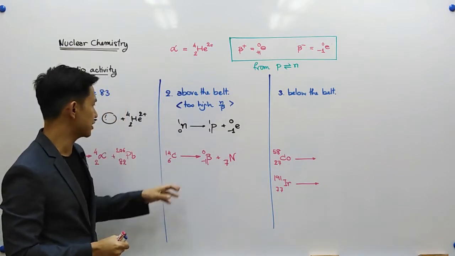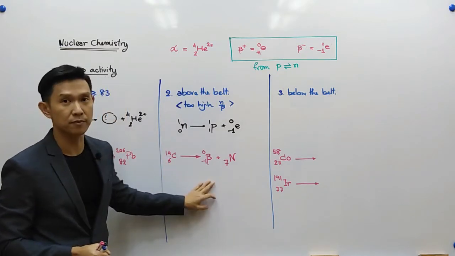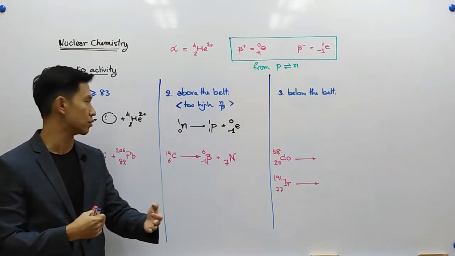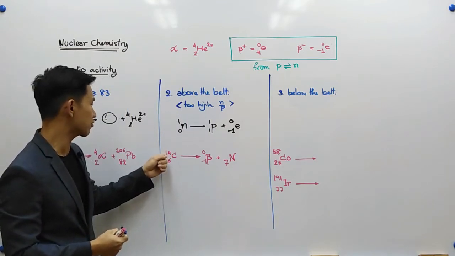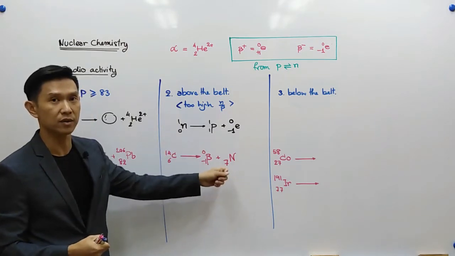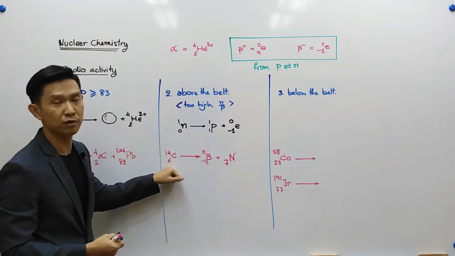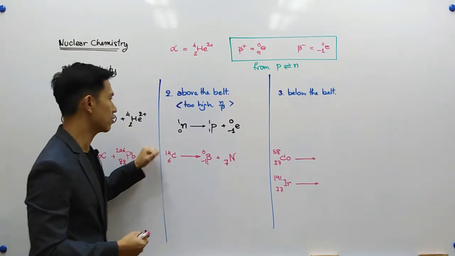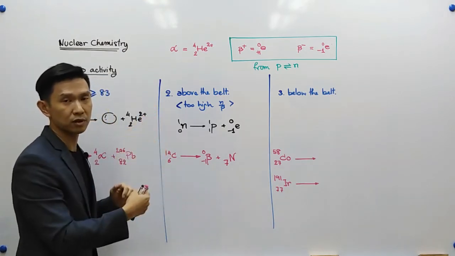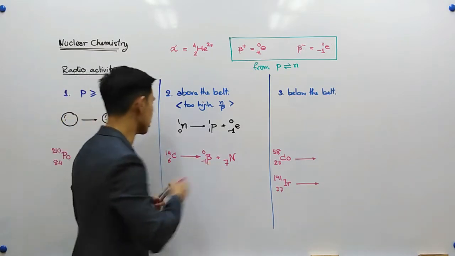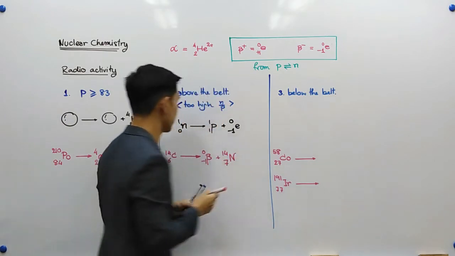And because a neutron is changed to a proton, the mass is equal, because the mass of a neutron and the mass of a proton is equal. So if you start from 14, you have to end with 14. 6 protons, 8 neutrons. Now you change a neutron to a proton, so it's 7 protons and 7 neutrons. 7 protons, 7 neutrons weighs 14.